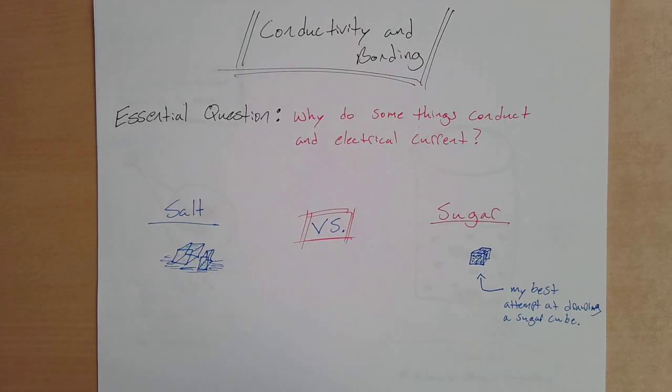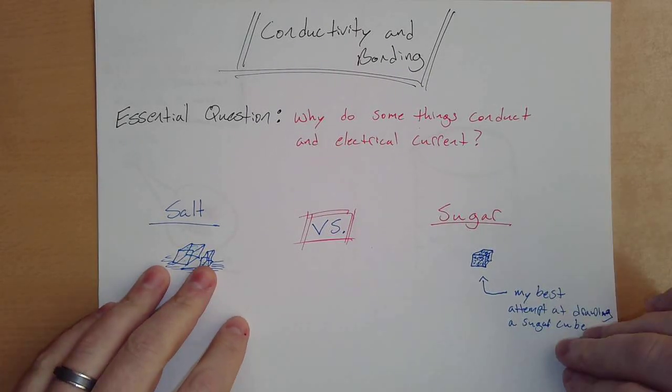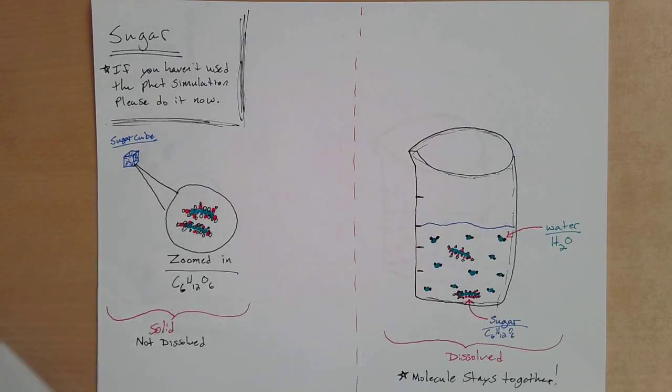Okay, so we've finished the conductivity and bonding lab, so let's talk about what we learned. Because our big question is, why do some things conduct electrical current and other things don't? Salt sometimes conducted it. Sugar never conducted it. So what was going on? Why were these things so different in how they responded to an electrical charge?